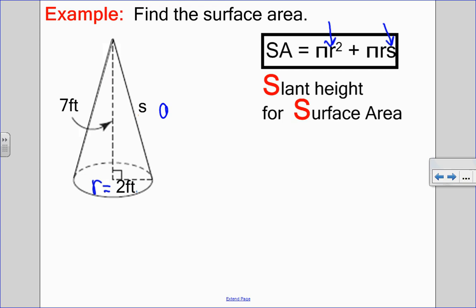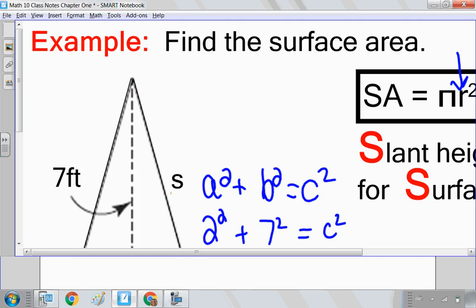Start with my Pythagorean theorem, a squared plus b squared equals c squared. I always call a my horizontal, b my vertical. Honestly, it doesn't matter which one, as long as you remember the hypotenuse, that's the slant height. So 2 squared plus 7 squared equals c squared. I'm going to show you how to do this on your calculator as well, just so that we're all familiar with that. So 2 squared plus 7 squared.